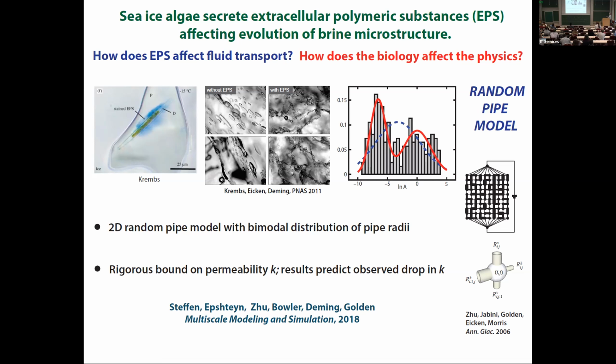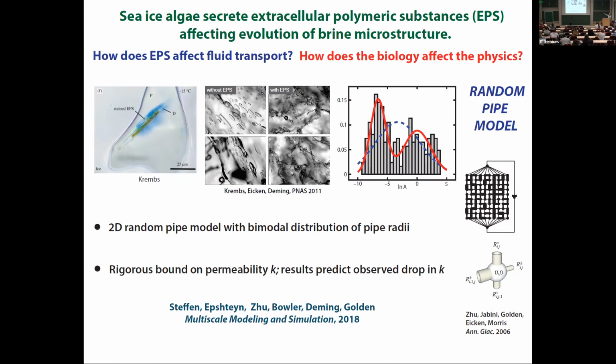And so we developed a random pipe model, and whereas in biology-free sea ice, you get a classic log normal distribution for the cross-sections of the pore sizes, now we found, through Jody Deming and Hayo Eichen and Christopher Krem's data, that you get a bimodal log normal distribution. And then my student Kyle Steffen was able to get some rigorous mathematical results to show that you get, in fact, a predicted drop in the permeability for this bimodal distribution. And we can actually then investigate this numerically, at least.